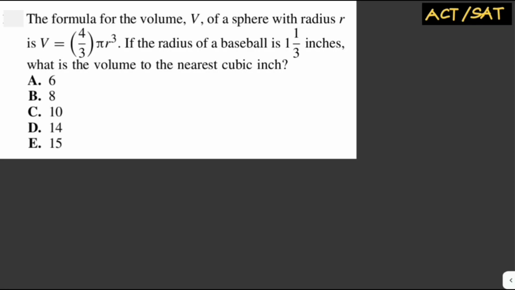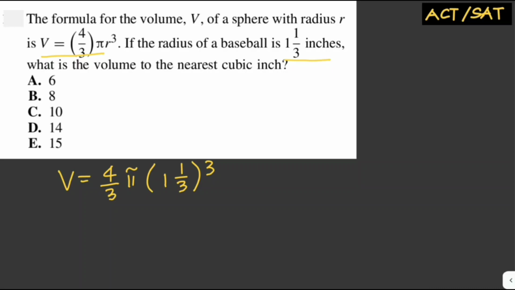We are already given here the radius, which is equal to 1 1/3 inches. Then we can directly solve for the volume by just plugging in the value of the radius. So that would be V equals 4/3 pi, and the radius is 1 1/3 cubed.